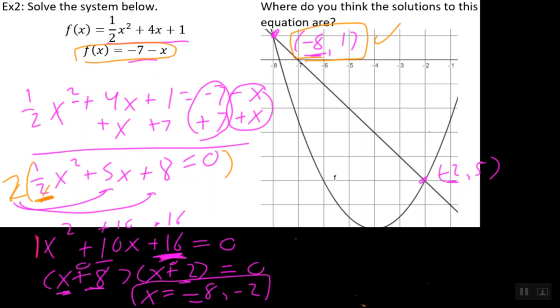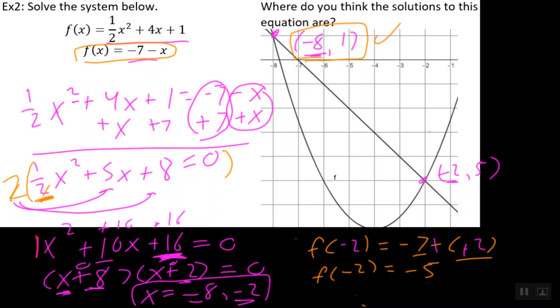So let's go ahead and test out our second x value, which will be negative 2. Okay, we know that two negatives make a positive, and working this out, we can say f of negative 2 is equal to negative 7 plus 2, which is negative 5, or our point, negative 2 comma negative 5, which, of course, also checks out.